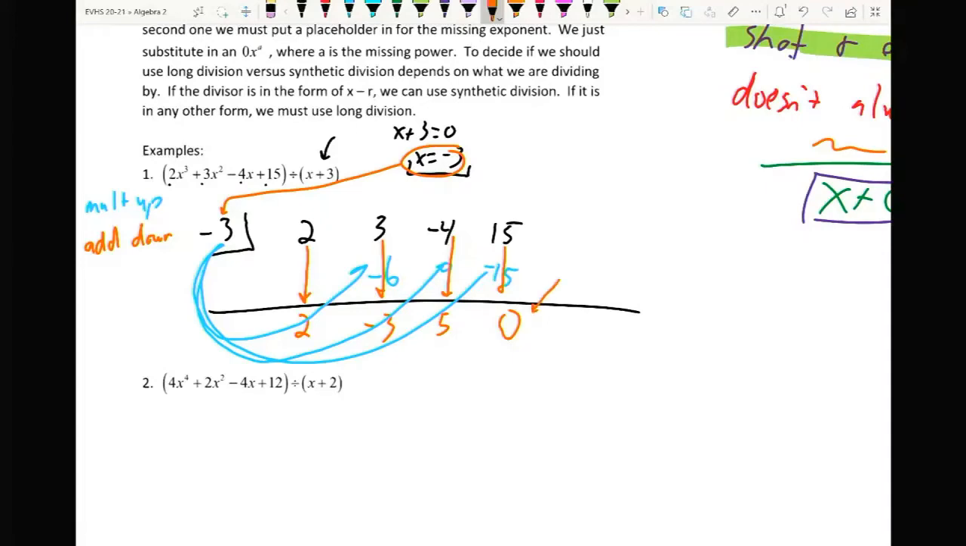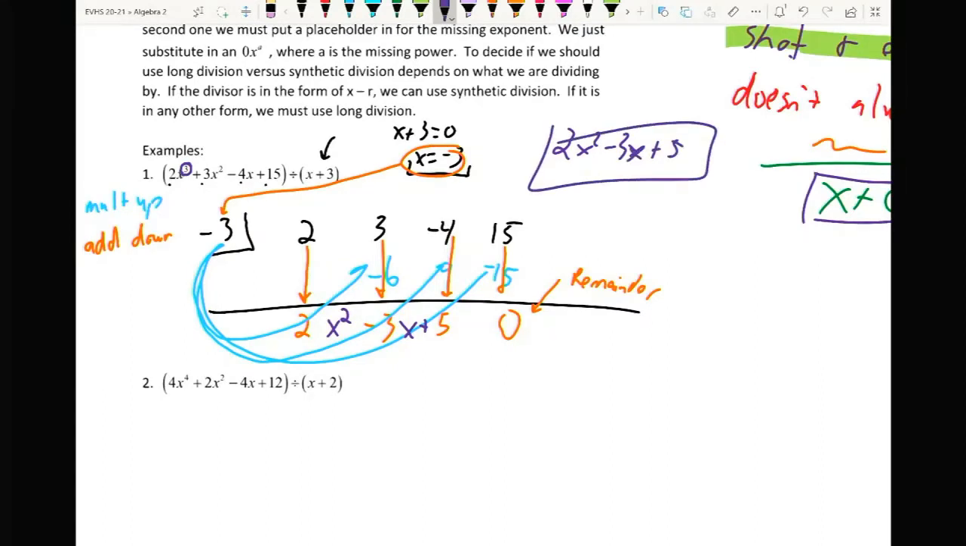Now here's what you need to know. This very last number is always going to be the remainder. For the rest of this, we're going to write in all of our x's and exponents, but we're going to decrease the exponent by 1. So that was an x cubed, this is going to be an x squared, x, and then plus 5. So my answer here is just 2x squared minus 3x plus 5. And that's it. I've done my division problem using synthetic division.